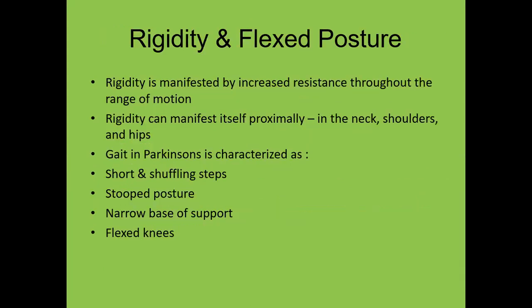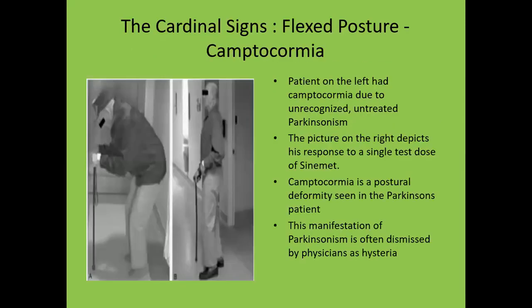Next, rigidity. Rigidity is increased resistance throughout the range of motion. It starts from the proximal area, followed by the neck, shoulder, and hip. The gait is a short shuffling, festinant gait with a narrow base of support and flexed knees. These are all features of the gait in Parkinson disease.